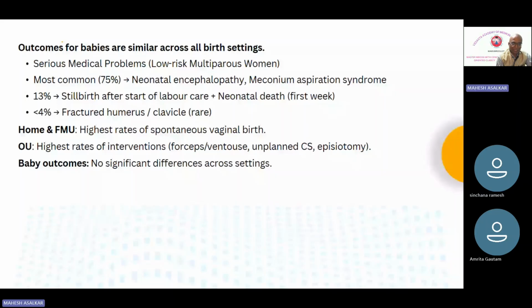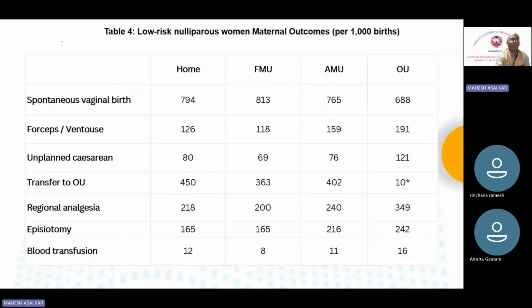Now we'll go to low risk nulliparous women and look at the maternal outcome. Approximately 1000 ladies have been studied. See the spontaneous vaginal birth: 794 in FMU, which is high, then here AMU 688, lowest in the obstetric unit. Again, ventouse and unplanned cesarean section rates are high. Regional analgesia rate is also high in the obstetric unit.